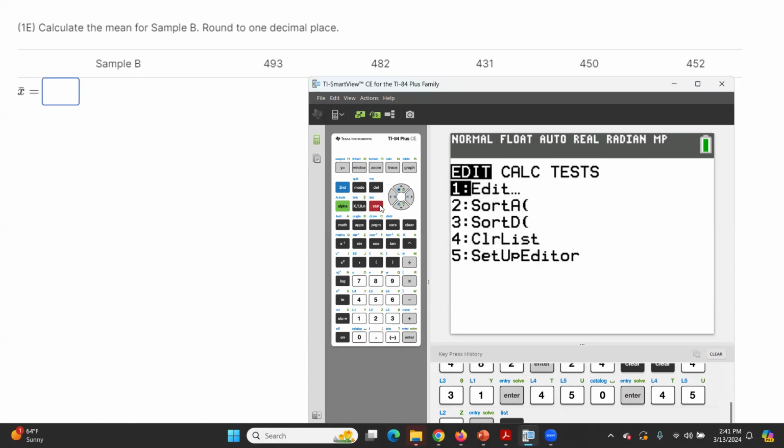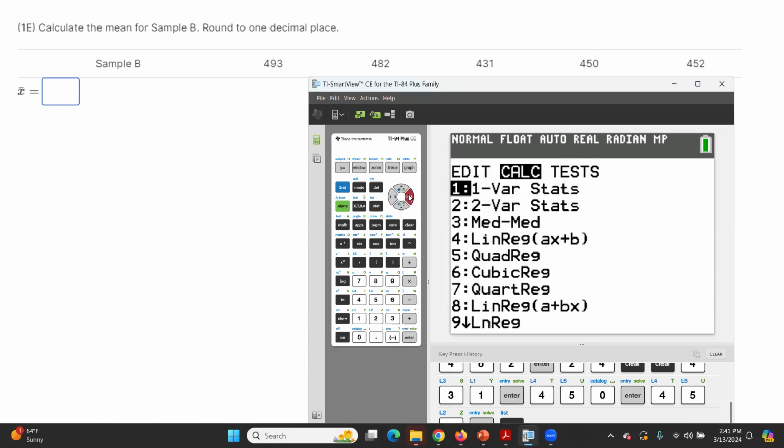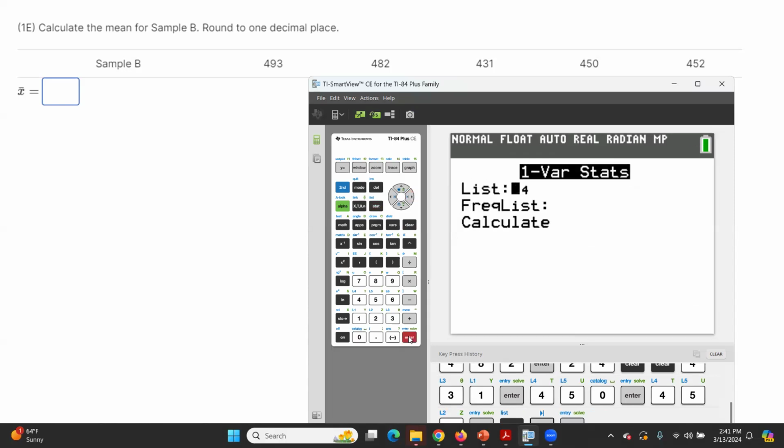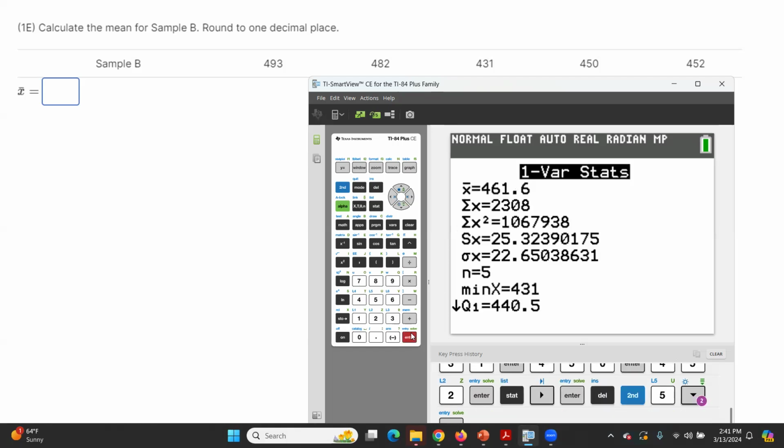I'm going to go to Stat, and then I'm going to go to Calc using the arrow key. It must be on one variable statistic, and hit Enter. You need to change L4 to L5. So let me delete this. Second, 5 gives you L5. Frequency list must be empty, and your cursor needs to be on Calculate, hit Enter.